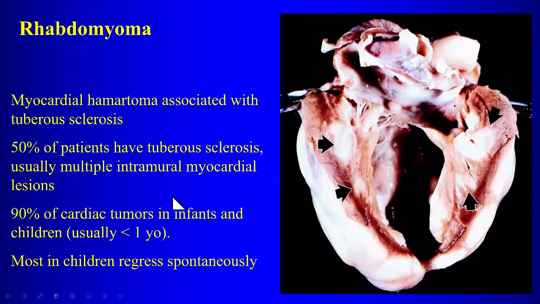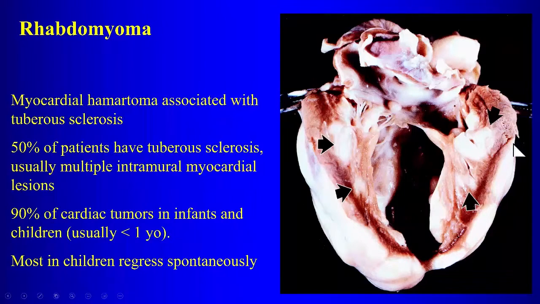Correct, that is associated with tuberous sclerosis. So rhabdomyomas are really myocardial hamartomas. So these are associated with tuberous sclerosis. The good news is that when these occur in infancy, they tend to regress on their own. They make up 90% of cardiac tumors in infants, usually very young, and they tend to regress spontaneously.